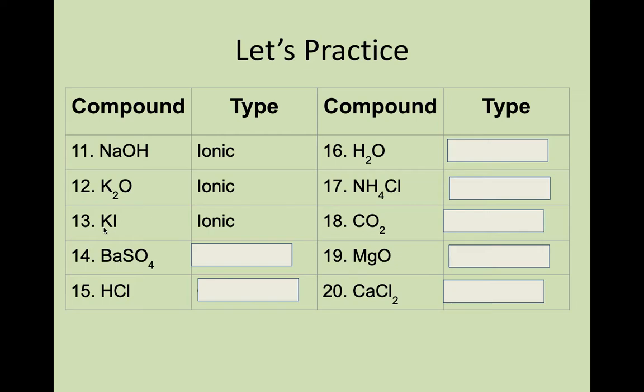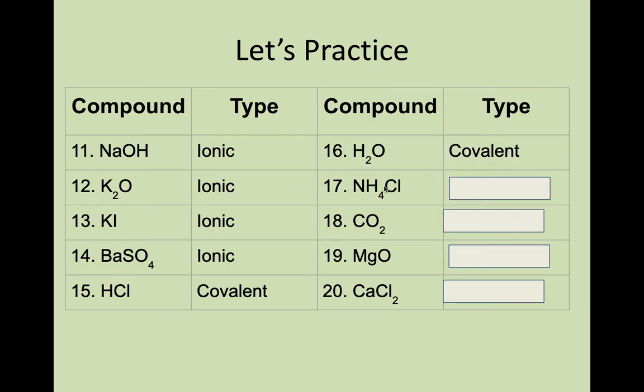BaSO4 is ionic. Barium is a metal. HCl is covalent. Hydrogen and chlorine are both nonmetals. Remember, hydrogen is the exception to the rule. H2O, oh, we all drink that. It is a covalent compound.